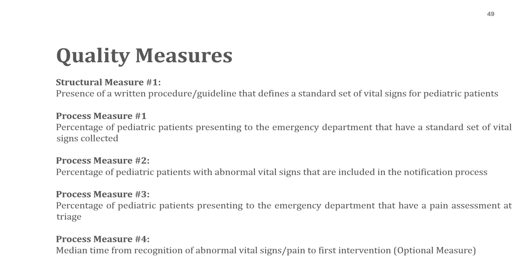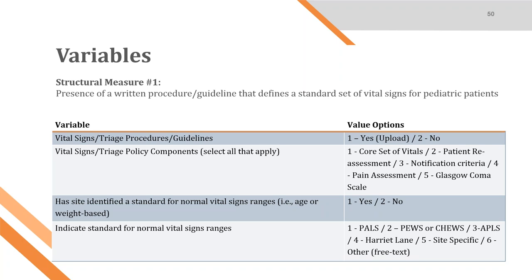And then lastly, we have one optional measure for those hospitals that are willing to take the extra step. So you'll remember that we mentioned the timeliness with communication and then the escalation of care. And so here we have process measure number 4, which is the median time from recognition of abnormal vital signs or pain to the first intervention. So I'll walk you through these variables. And these are just a snapshot of the variables that we will be collecting for each of these measures.